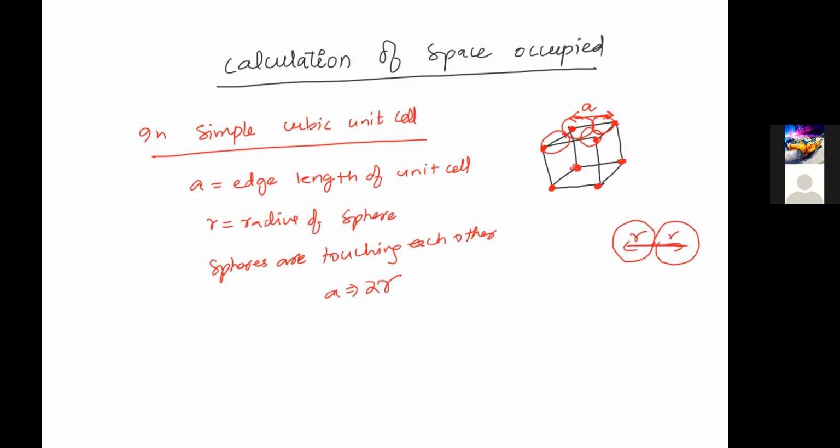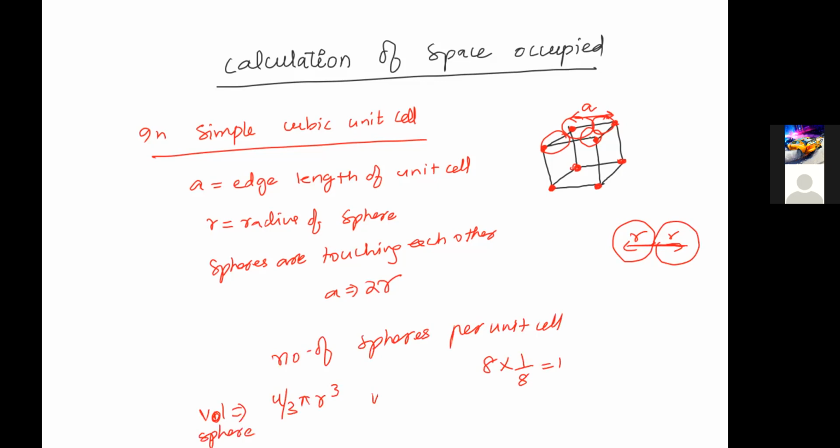And how many spheres are there per unit cell? Number of spheres per unit cell, we clearly know it's 8 into 1 by 8 equals 1. If there is only one sphere, what is the volume of the sphere? It is 4 by 3 pi r cube. So the volume of the sphere is this.